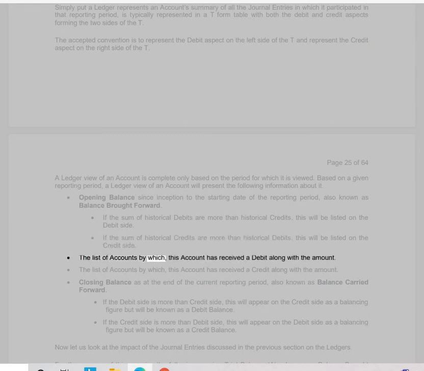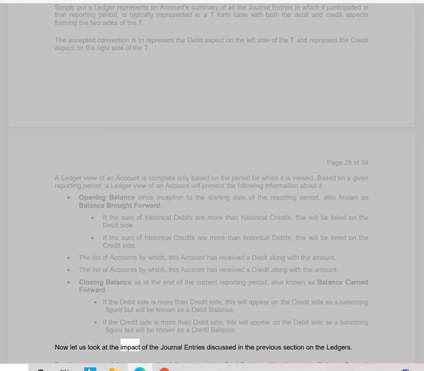The list of accounts by which this account has received a debit, along with the amount. The list of accounts by which this account has received a credit, along with the amount. Closing balance as at the end of the current reporting period, also known as balance carried forward. If the debit side is more than the credit side, this will appear on the credit side as a balancing figure, but will be known as a debit balance. If the credit side is more than the debit side, this will appear on the debit side as a balancing figure, but will be known as a credit balance.